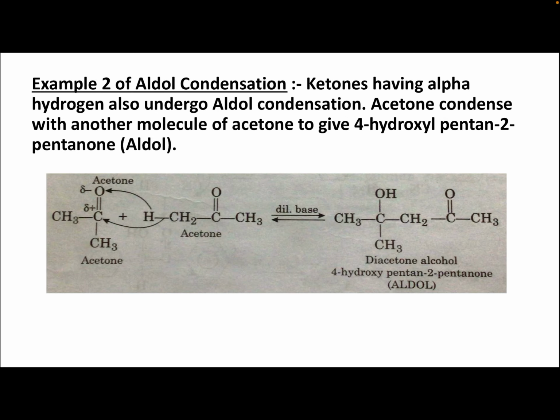Example 2 of aldol condensation. Ketones having alpha hydrogen also undergo aldol condensation. Aldehydes will undergo and ketones will also undergo aldol condensation. Acetone condenses with another molecule of acetone to give 4-hydroxy-2-pentanone or aldol. So we have one acetone molecule, another acetone molecule. In the presence of dilute base, we get diacetone alcohol or 4-hydroxy-2-pentanone, known as aldol. On the 2 position a carbonyl group is there, so 2-pentanone, on the 4 position a hydroxy group is there, so 4-hydroxy-2-pentanone is formed, known as aldol.